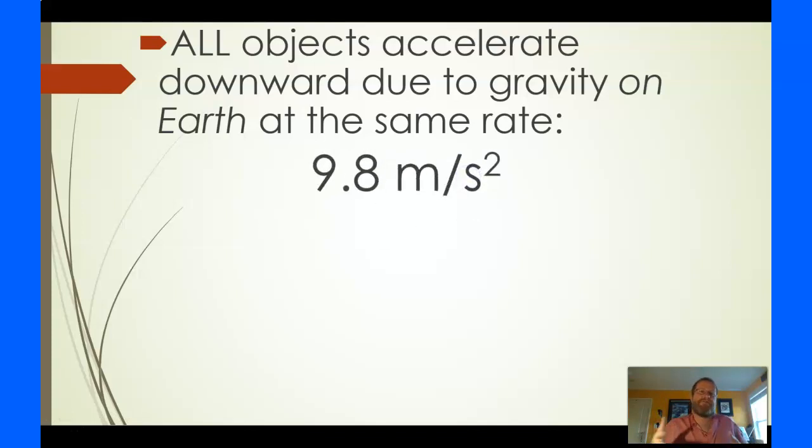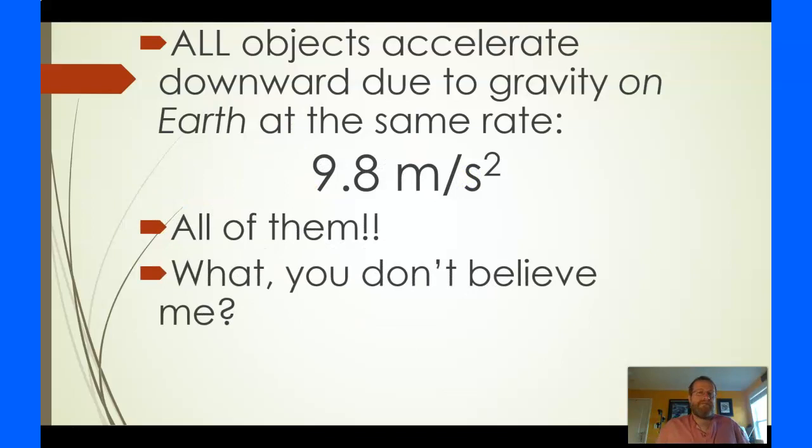I don't care if you drop an elephant or an ant out of an airplane. They're going to accelerate 9.8 meters per second squared. Air resistance will pretty quickly stop the ant from accelerating, but gravity is still trying to make it. All objects do that. You don't believe me?